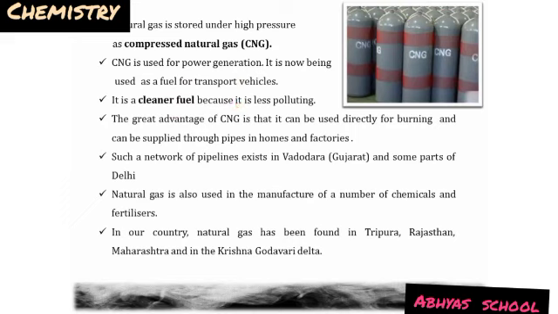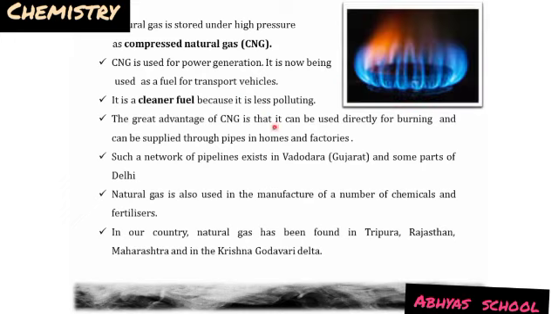That is, it does not produce any smoke while burning, and it does not leave any residue on burning as well. The great advantage of CNG is that it can be used directly for burning. Without any refining, it can be used directly, and it can be supplied through pipes into homes and factories. Such networks of CNG pipelines exist in Gujarat and some parts of Delhi. Natural gas is used in the manufacturing of a number of chemicals and fertilizers. We already saw that the hydrogen gas, which is obtained from natural gas, is used for making fertilizers like urea.